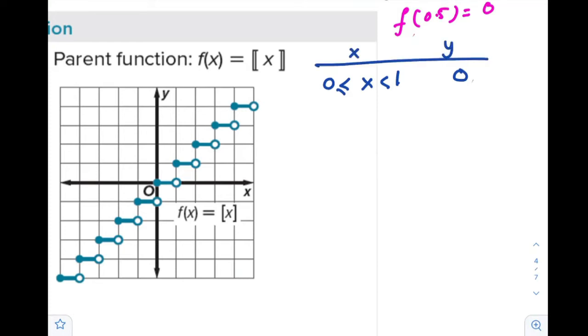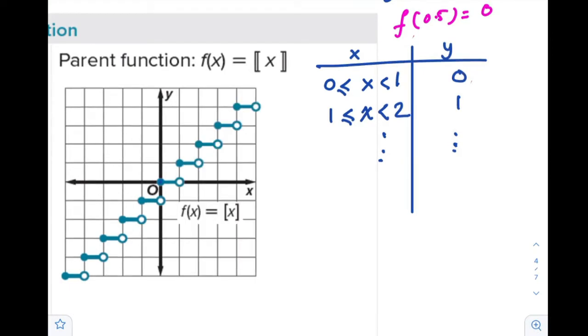So we can make the table this way. What about x more than or equal to 1 and just less than 2, up to 1.999? It will go to 1, and so on. And that explains this interval notation. So 0 and everything above the 0 until the 1 will have y equals 0. And then from 1 to 2, it has value 1.